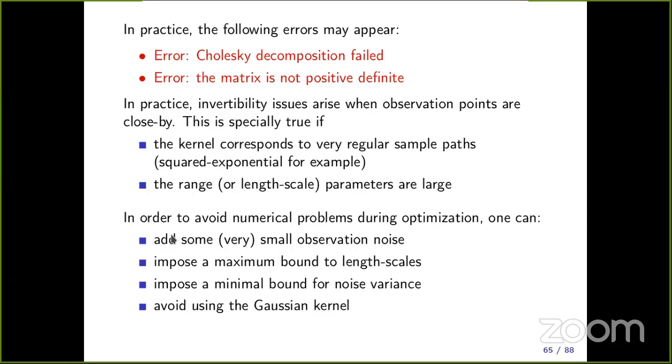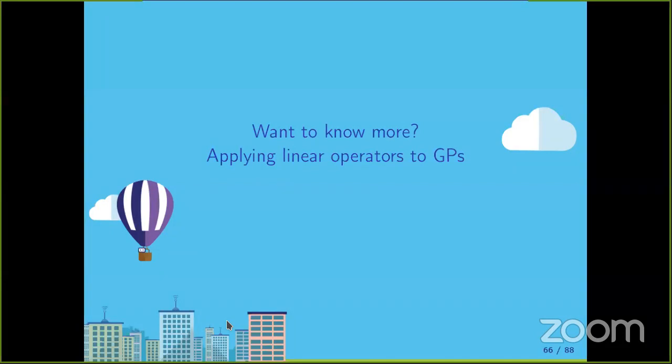So one way to deal with that is to add some very small observation noise, or to impose a maximum bound on the length scale, a minimal bound for the noise variance, or using a covariance that is not as regular as the RBF is also a good practice. And I think that's all I wanted to say.